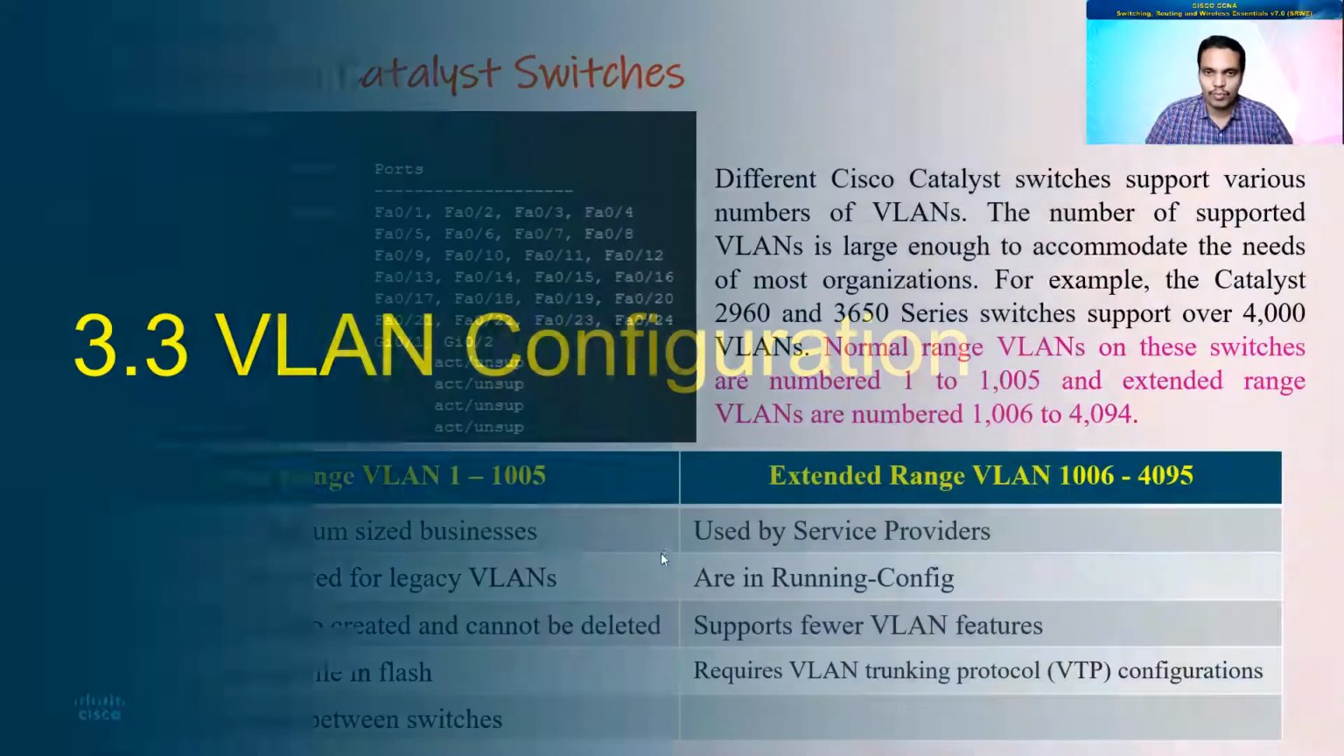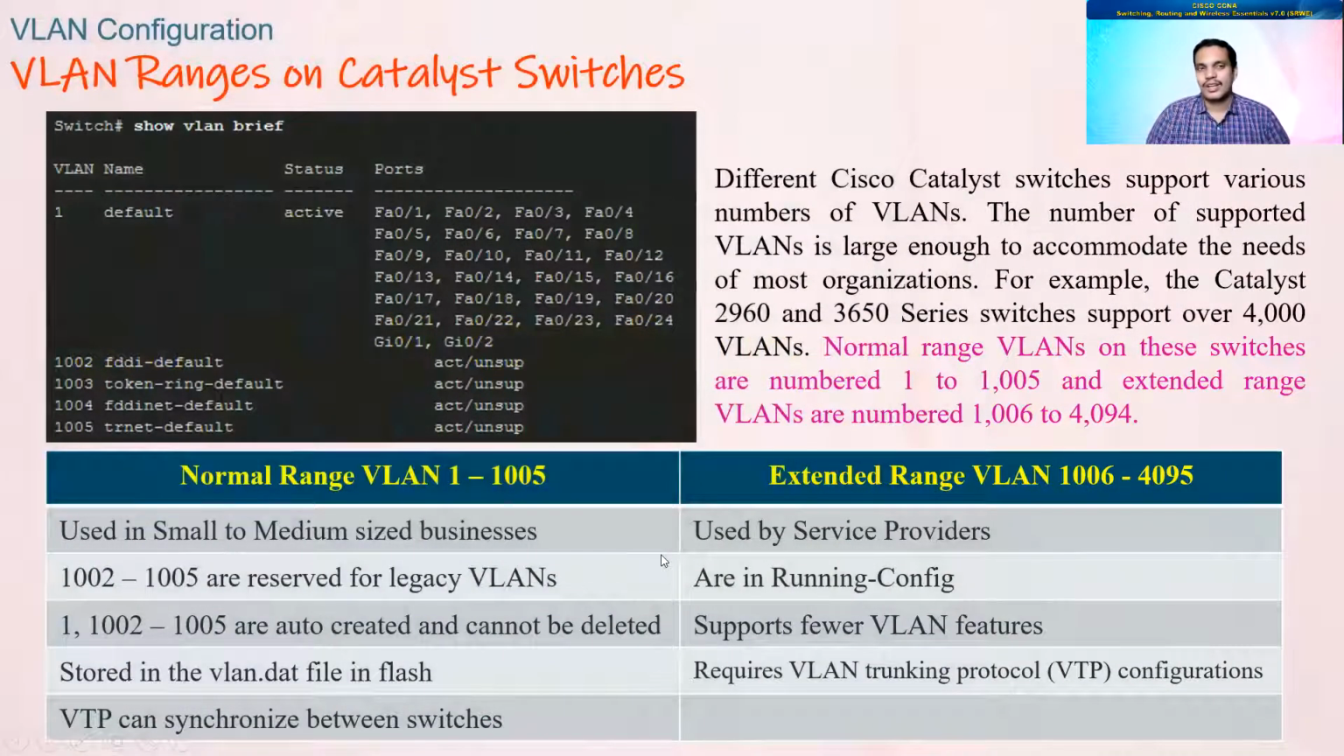Okay. So how do you configure VLANs? What are the different commands to be used? First things first, what are the VLAN ranges? Different switches support different numbers of VLANs, but usually there are two categories. The first one is normal range VLANs, which are numbered from 1 to 1005. The second category is extended range VLANs, which are numbered from 1006 to 4094.